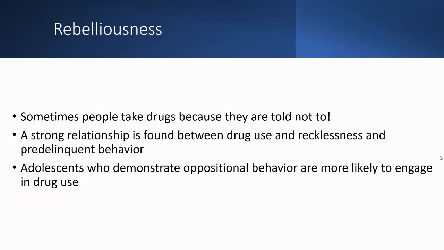And then rebelliousness, to rebel. Sometimes people take drugs because they're told not to. So there is a strong relationship between drug use and recklessness, as well as pre-delinquent behavior. Adolescents who demonstrate oppositional behavior are more likely to engage in drug use.